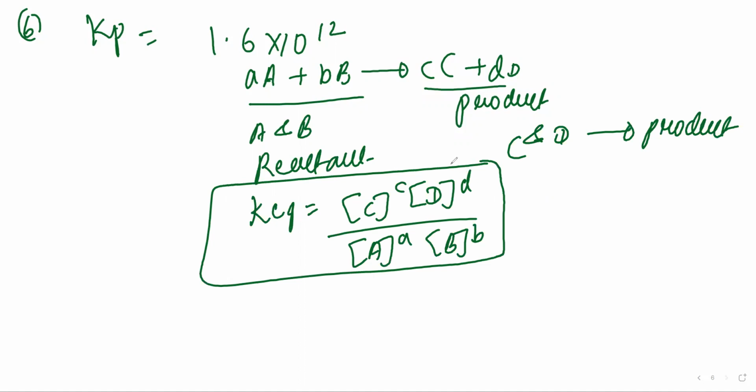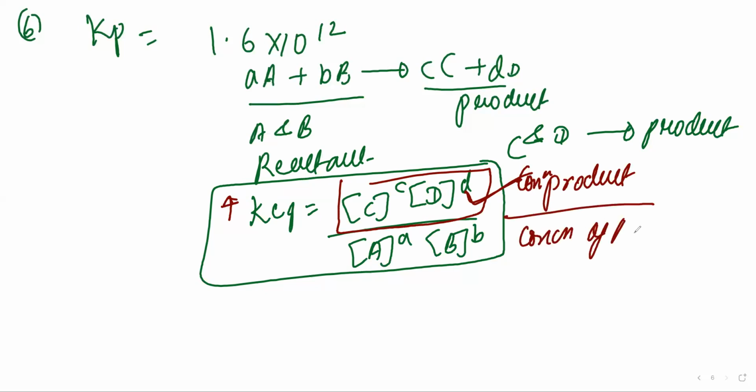So the higher the value of the equilibrium constant for a reaction, the more will be the concentration of product. You can see here that the equilibrium constant is directly proportional to the concentration of product. The upper part is the concentration of product and the lower part is the concentration of reactant. So for the equilibrium constant to be maximum, the concentration of product should be maximum. So this should be the condition.